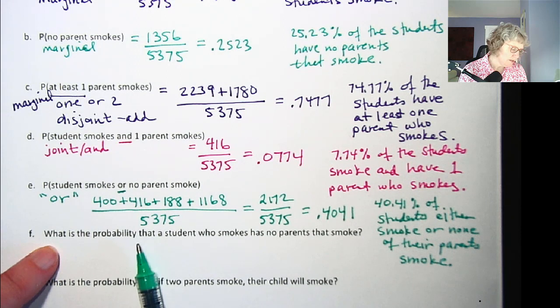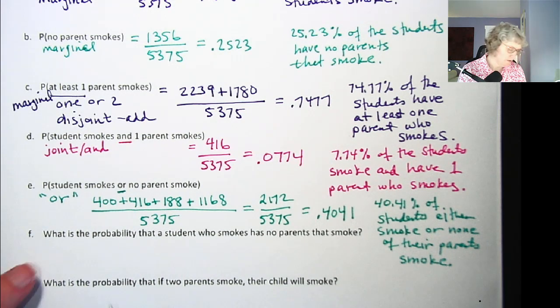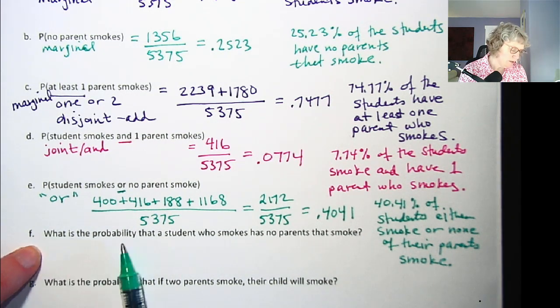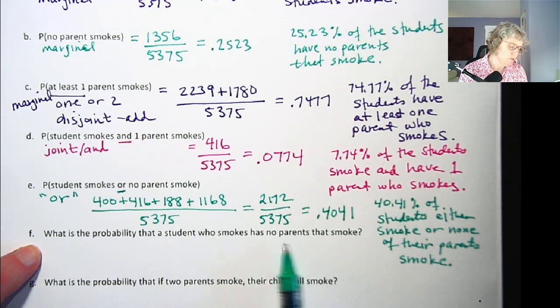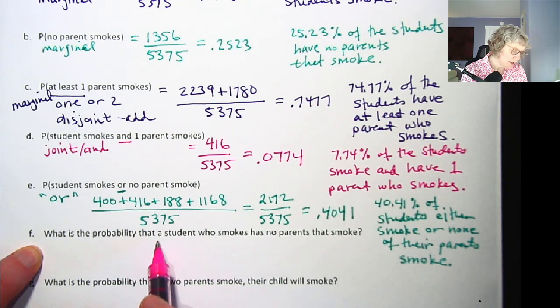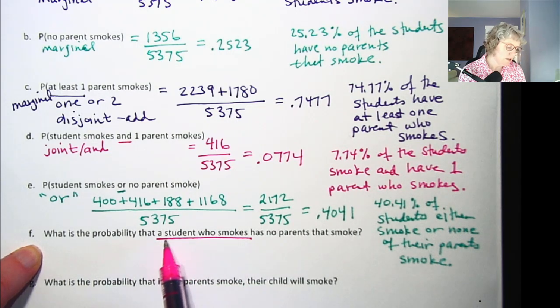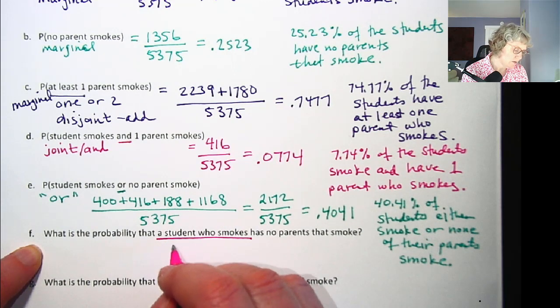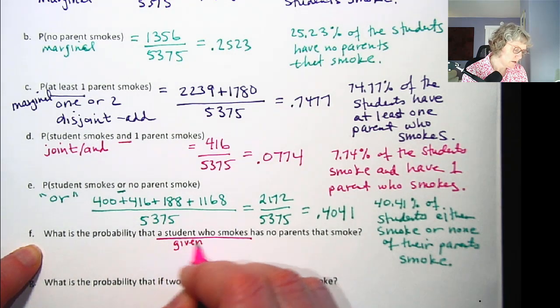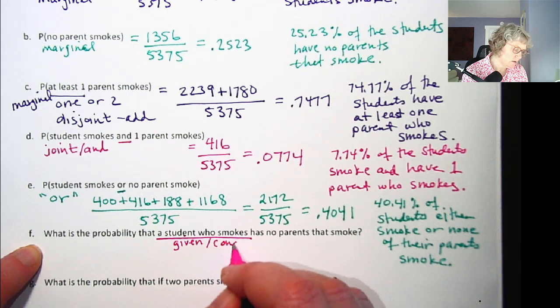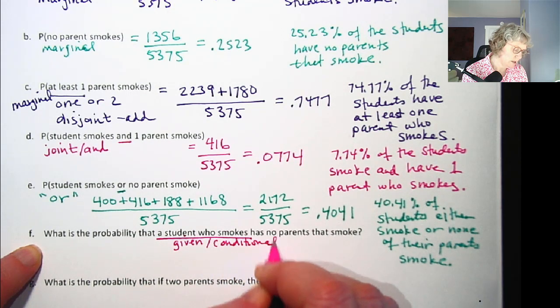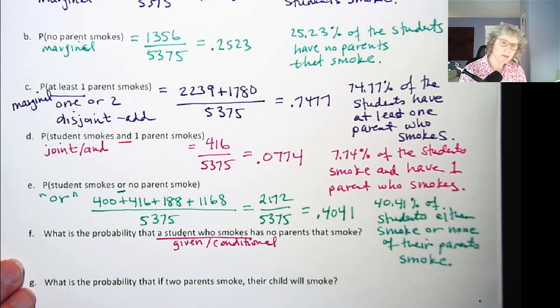What is the probability? So notice we don't have a probability statement. Now we're working with words. What's the probability that a student who smokes has no parents that smoke? Okay, probability that a student who smokes. So this is actually a conditional because they're giving us a piece of information. They're saying only look at the students who smoke. So this is a given or conditional probability.